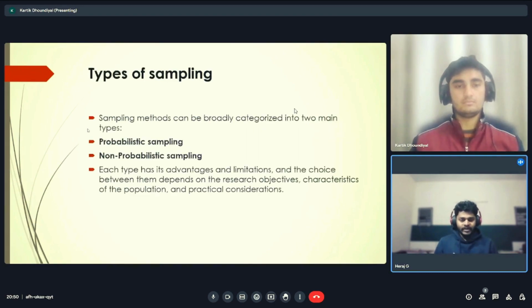Now, there are mainly two types of sampling. The first is probabilistic sampling, and the second is non-probabilistic sampling. Each type has its own advantages and drawbacks, but the choice of which to select depends on the research objectives, the characteristics of the population, and practical considerations. Now I'm going to request Karthik to present the probabilistic sampling methods and its types.